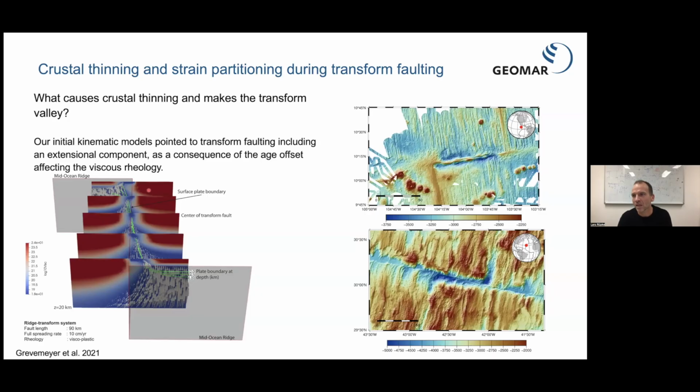Yes. If that holds up, we would have a mechanism that causes extension in transform faults, and that would mean that oceanic transform faulting includes an extensional component, and that potentially makes the deep floor transform valleys.